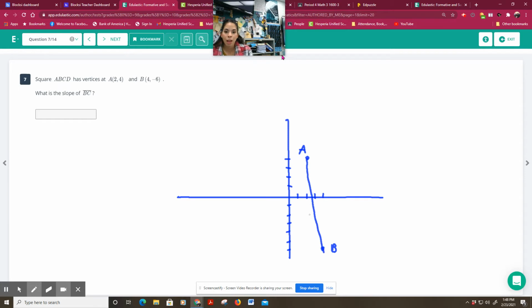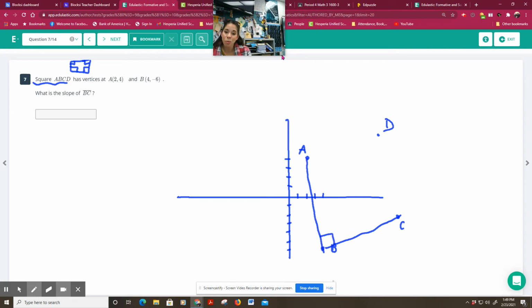All right. Remember, ABCD is a square. So a square has 4 sides. All 4 sides are congruent. All 4 sides, they meet at a 90-degree angle. So C is going to be somewhere over here. D is going to be somewhere over here. Okay, it's not perfect. But they want me to find the slope of BC.